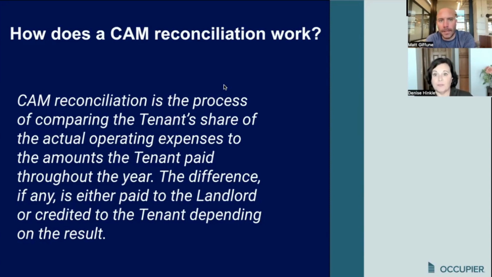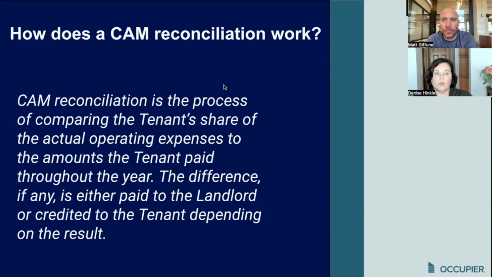Yep. All right. So what is a CAM reconciliation? We've thrown a lot out there and it seems maybe a little bit daunting, but there is an actual process that you can go through to make sure that you're reconciling all of this stuff. And that's typically your CAM reconciliation process. So maybe you can start with the definition of that and we can walk through how it works.